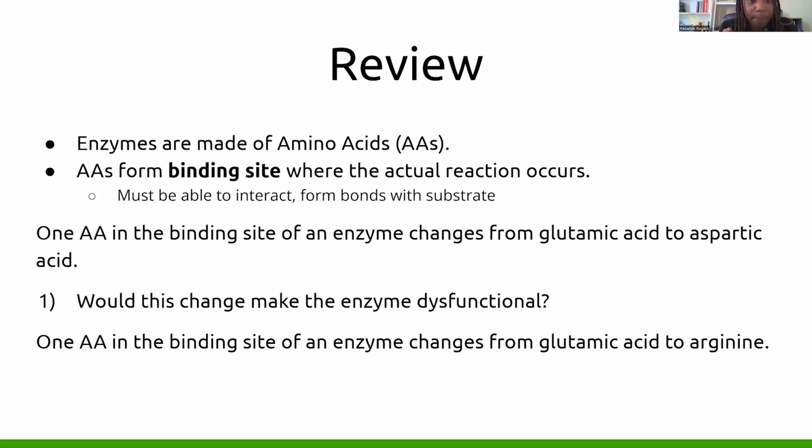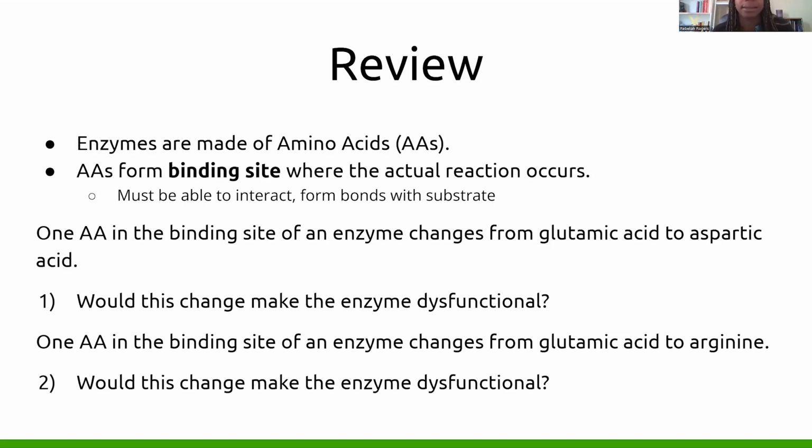Whereas one amino acid changes from glutamic acid to arginine. So now we're changing from an acidic amino acid to a basic amino acid. And will this make the enzyme dysfunctional? More than likely, yes, at least a little bit more dysfunctional, because that one specific amino acid is no longer able to bind the substrate. And so that substrate isn't going to be binding as effectively or efficiently into that enzyme. And so you're going to end up needing more energy for the reaction to occur because it's not stabilizing the transition molecule. We'll talk more about enzymes and transition molecules in upcoming slides.